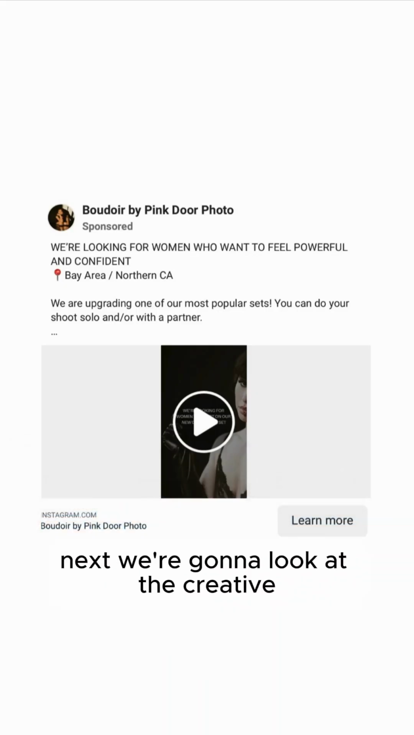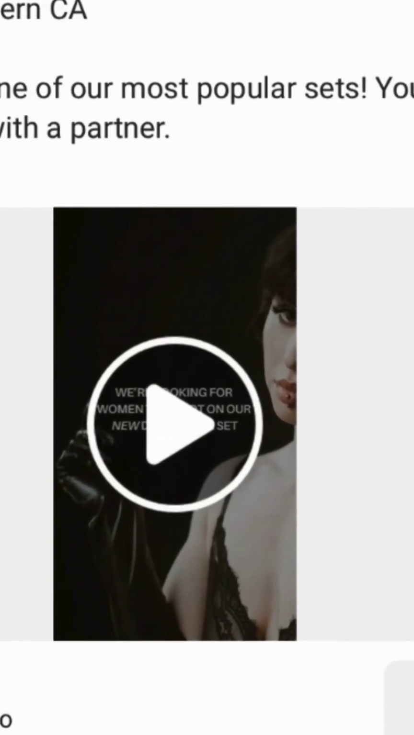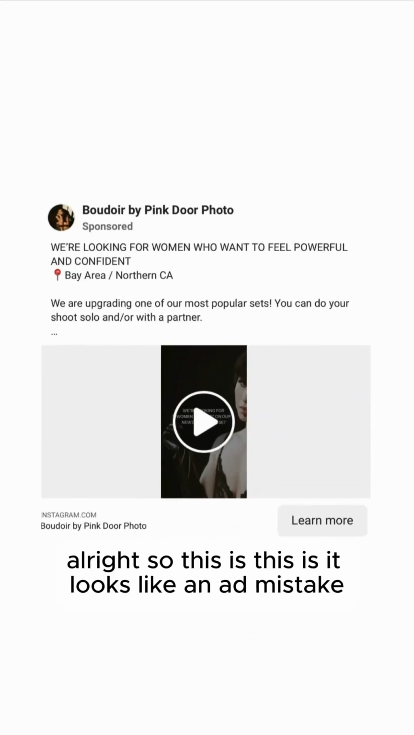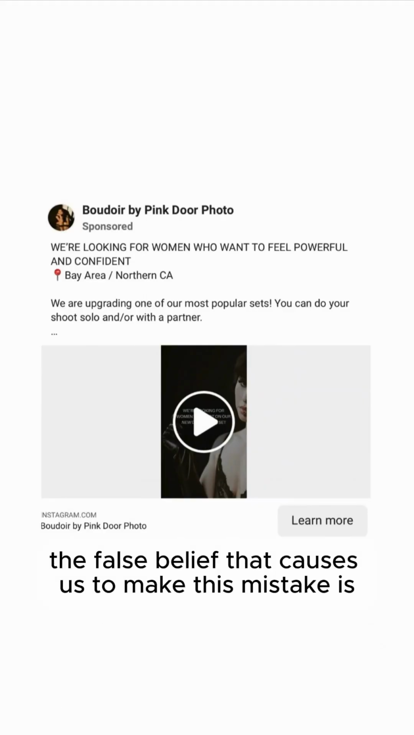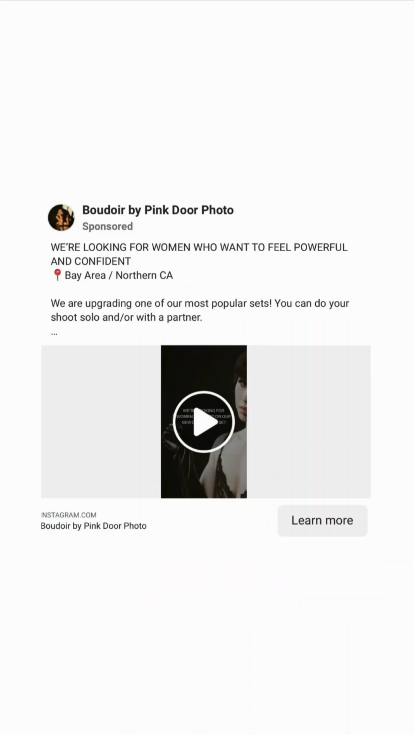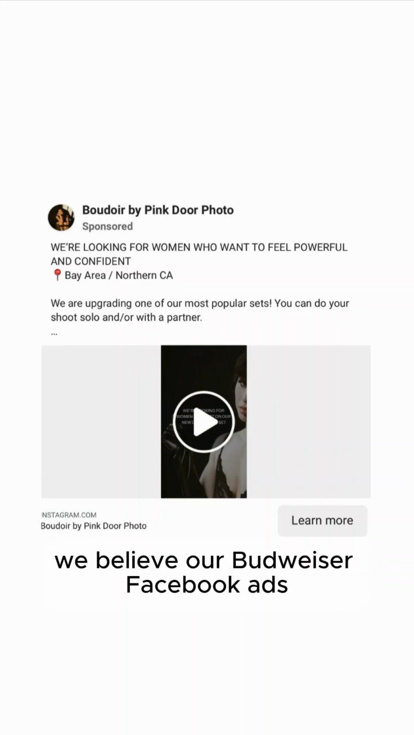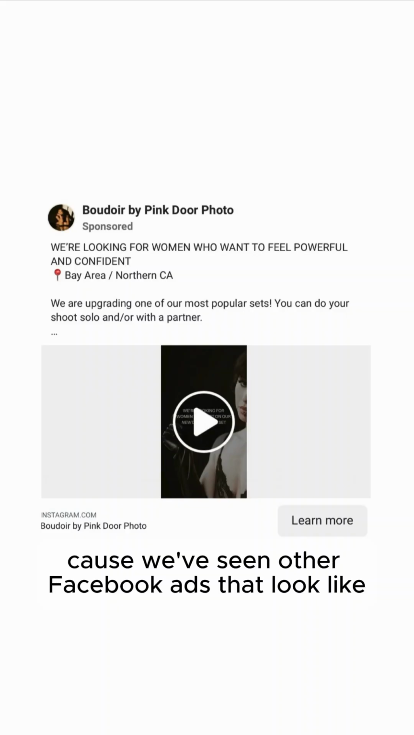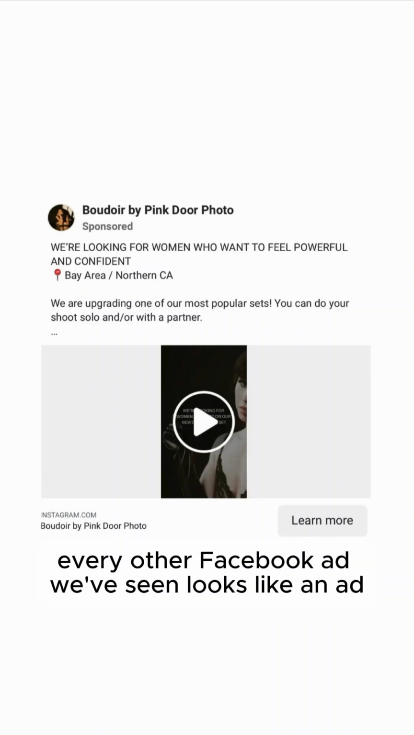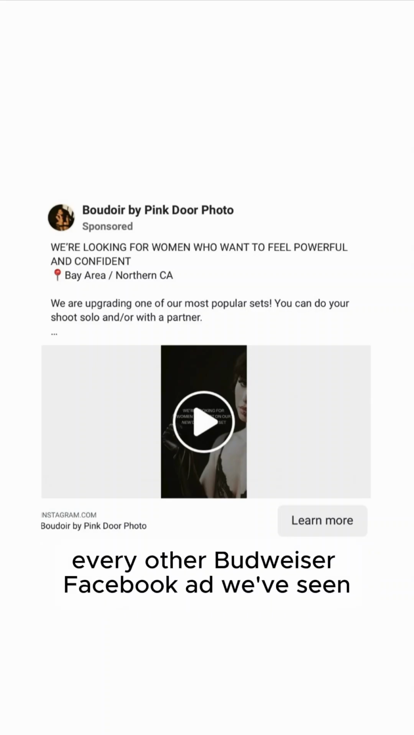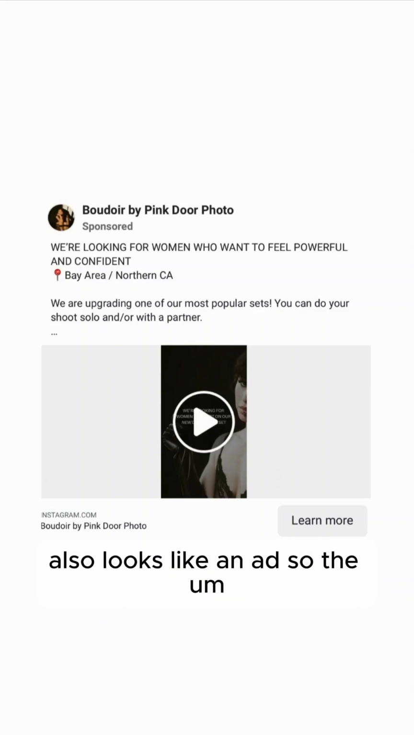All right, next we're going to look at the creative. All right, so this looks like an ad mistake. The false belief that caused us to make this mistake is we believe our Boudoir Facebook ads should look like ads because we've seen other Facebook ads that look like ads. Basically every other Facebook ad we've seen looks like an ad. And basically every other Boudoir Facebook ad we've seen also looks like an ad.